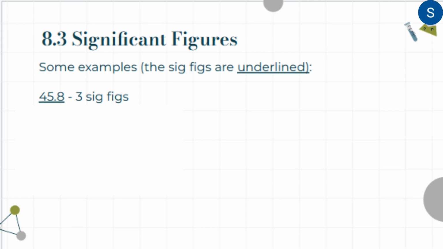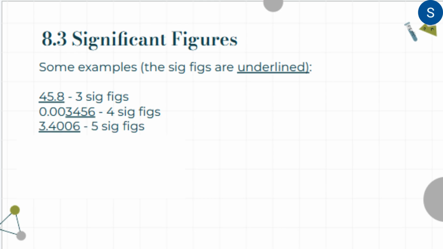Let's take a look at some examples. 45.8 has 3 sig figs because each digit, 4, 5, and 8, are constants, and remember, constants are infinitely significant. The number 0.003456 has 4 significant figures. Remember, the zeros before the non-zero number 3 are not significant because they are leading zeros. The digits 3, 4, 5, and 6 are significant because constants are infinitely significant. Therefore, this number has 4 sig figs.